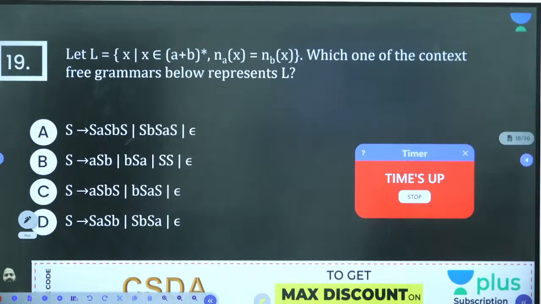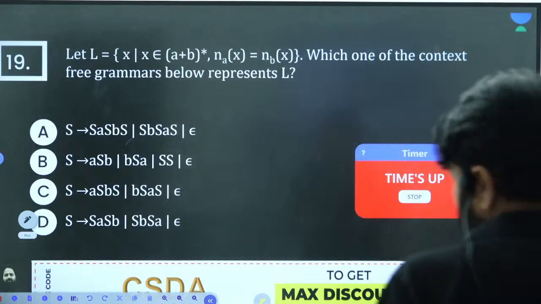Okay, I'll wait for a few more seconds. I didn't see the answers. Shubham Joshi answered right.